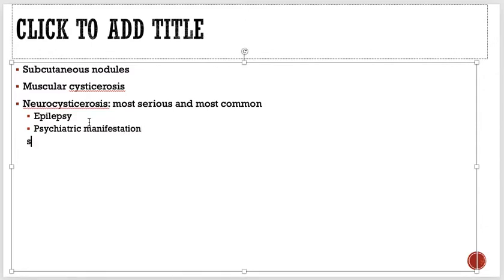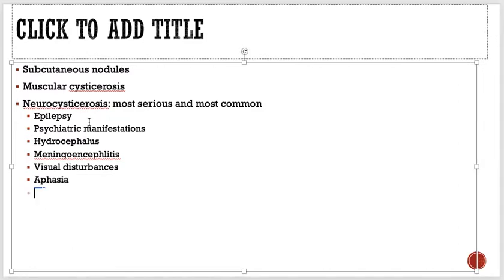The patient can present with hydrocephalus, or with meningitis or encephalitis, collectively called meningoencephalitis. Depending on which part of the brain is damaged, they may have visual disturbances, aphasia, and many other things. This is dangerous because the brain is involved, and whenever the brain is involved, the consequences will be bad.